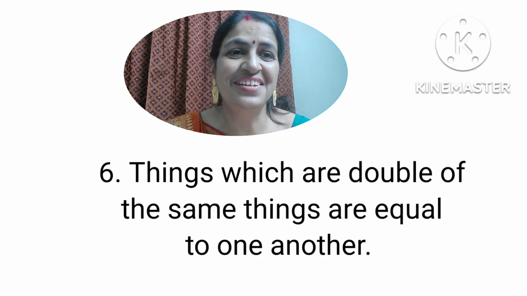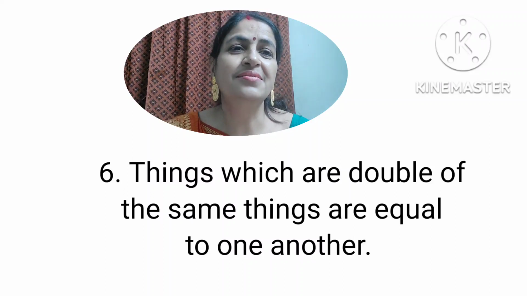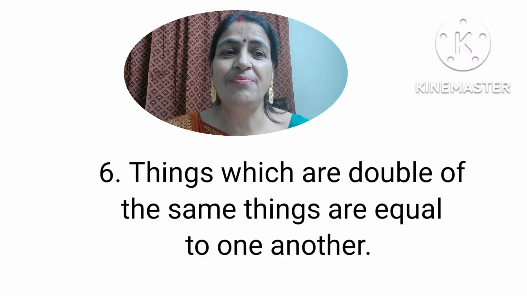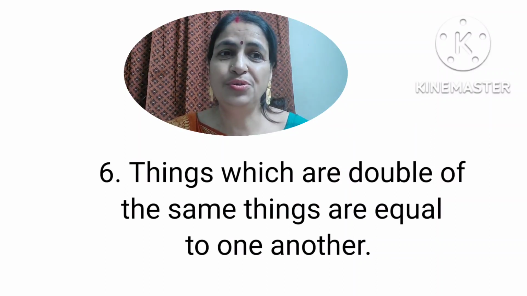Now next axiom. Things which are double of the same thing are equal to one another. Like A equal to B, and we double: 2A, and double B, 2B. So 2A is equal to 2B.